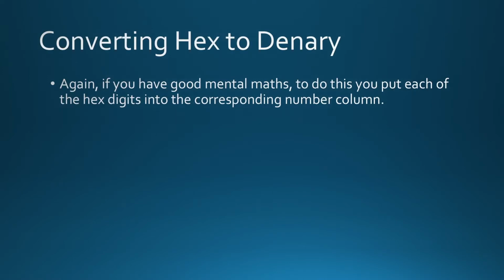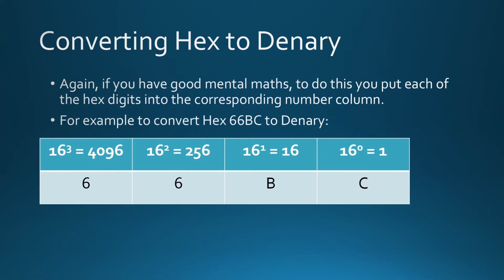So, like the previous method from denary to hex, if you've got good mental maths, you can just write out the base 16 columns. Remember how these work? I know I keep saying this, but it's how I get you to learn this. You start with your number system on the right hand column, and that's to the power of 0. So in this case, base 16 hexadecimal is 16 to the power of 0. That's the ones. Then go to the next order up, which is 16 to the power of 1, which is 16.